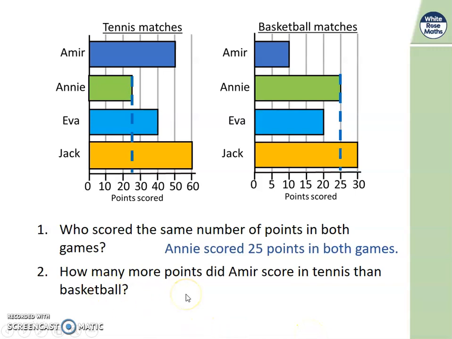How many more points did Amir score in tennis than basketball? So he scored 50 in tennis and 10 in basketball. So you can work out the difference by subtracting or counting on, whichever you find easiest. Either way, the answer is 40 more points.